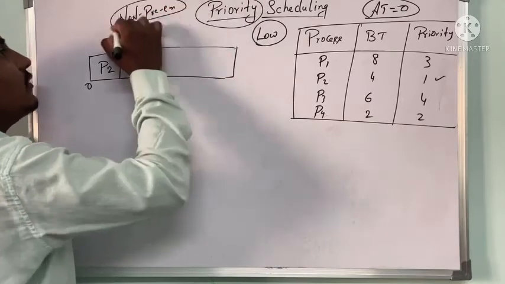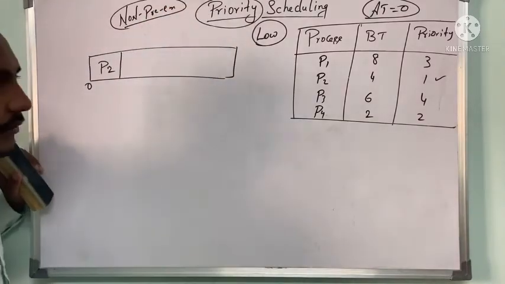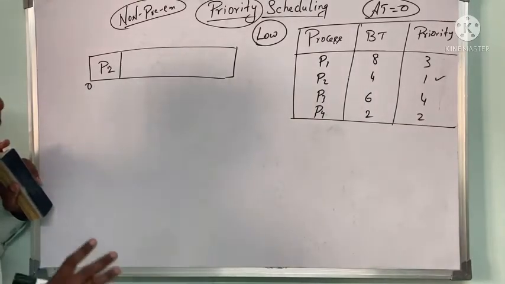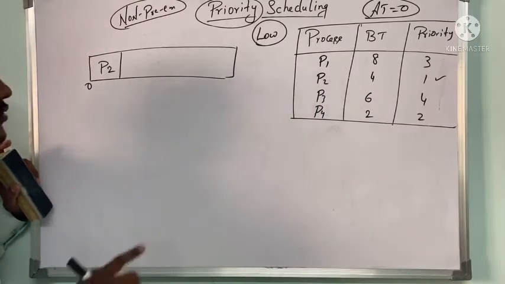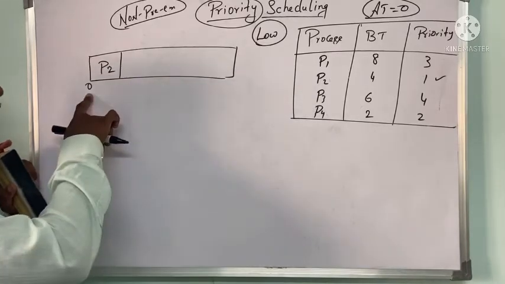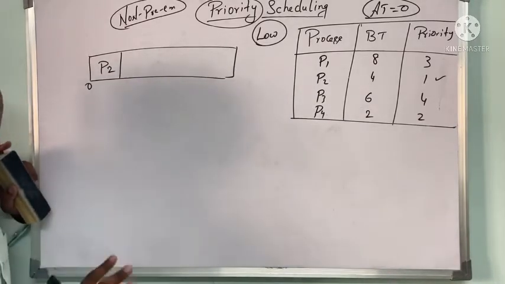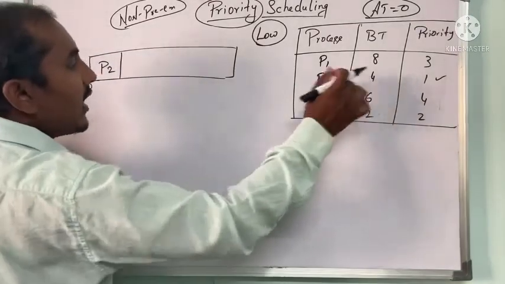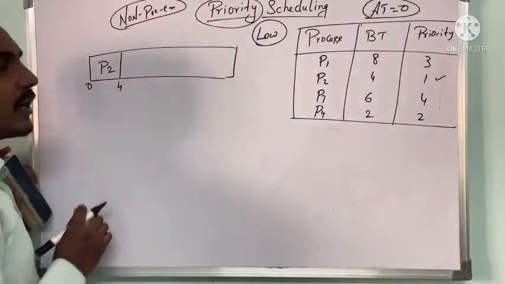Okay, we have discussed preemptive and non-preemptive. So this problem will be solved based on non-preemptive; they are going to mention that also. So once the process starts, until it is completed, another process will not be selected. So P2 has started, it has a burst time of 4, and it will complete at 4.